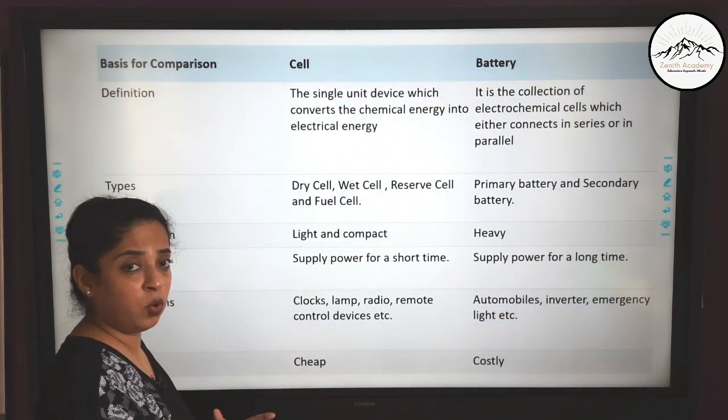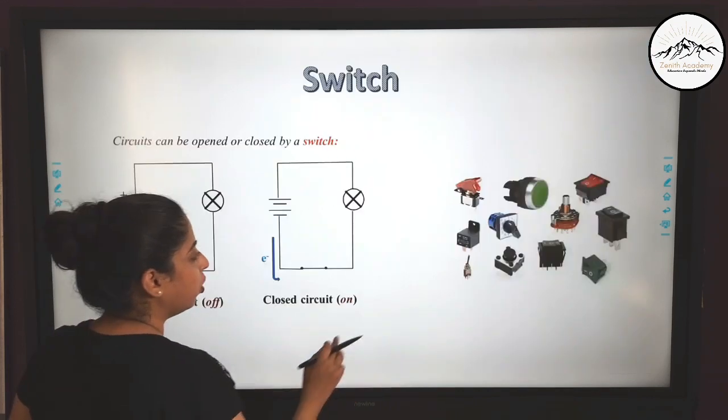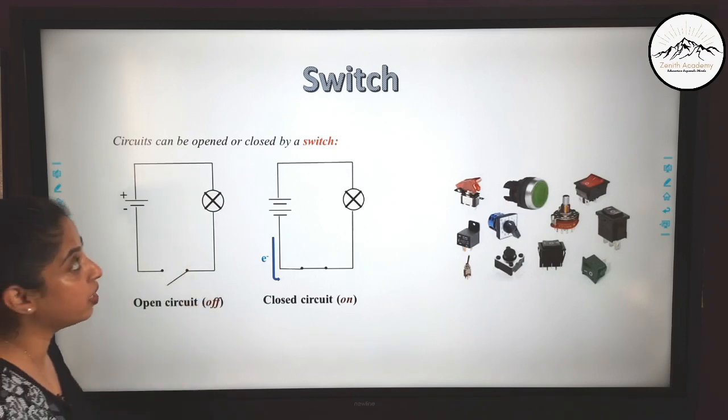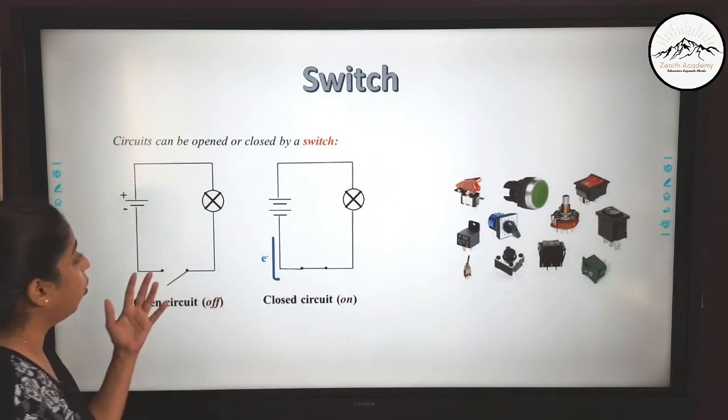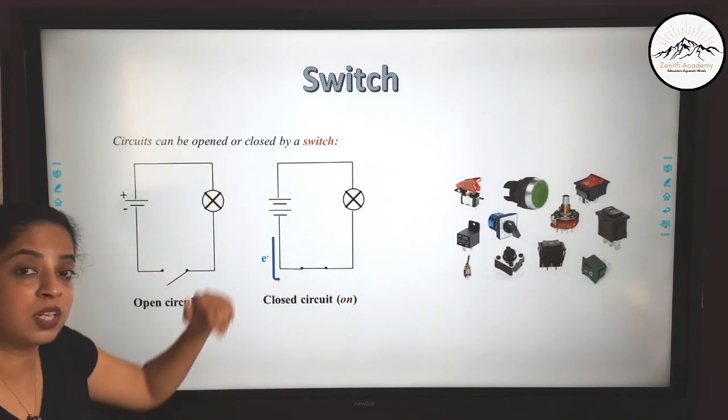So now that we know the basic difference between cell and battery, let's move on to the next component. The next component, which is also very essential, is a switch. What is the use of a switch? The circuits can be opened or closed by using a switch.